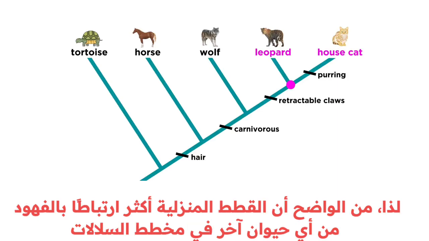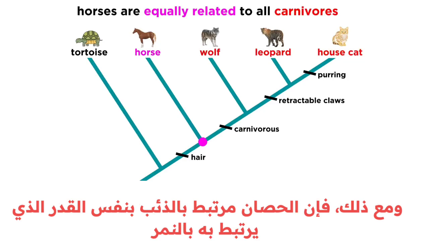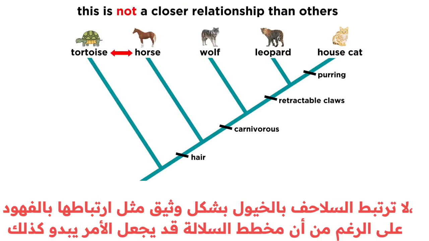So domestic cats clearly are more closely related to leopards than any other animal on the cladogram, and leopards are more closely related to domestic cats than any other animal on the cladogram. However, a horse is equally as related to a wolf as it is to a leopard, and a tortoise is equally as related to a horse as it is to a wolf. Tortoises are not more closely related to horses than to leopards, even though the cladogram might make it look like they are.